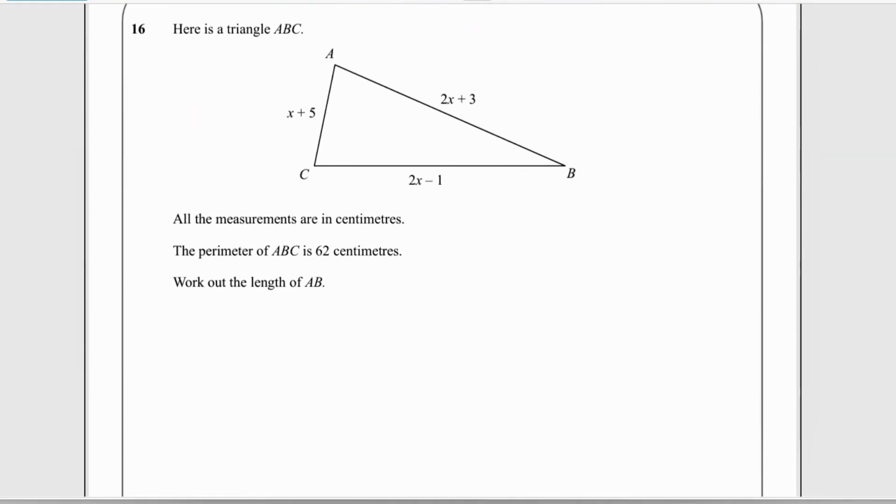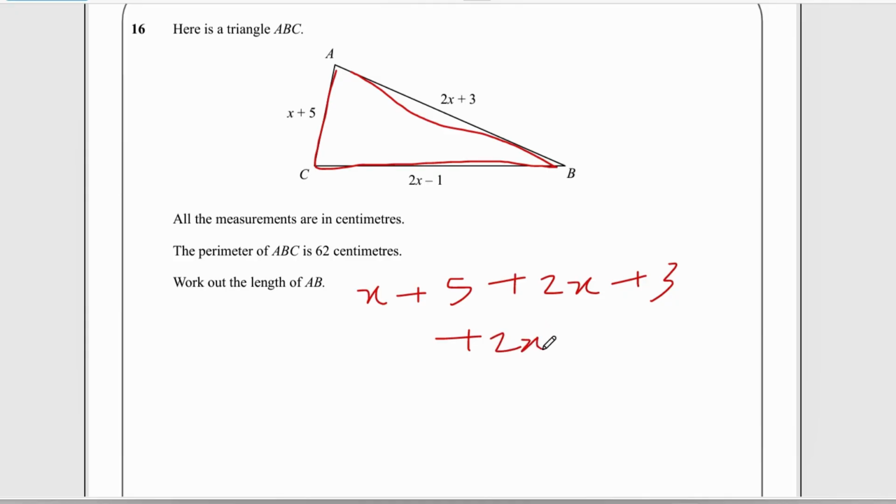Yes, take note of this question as well. Very important. The perimeter is 62. Work out the length. Now, what is perimeter? Perimeter means all around a shape. You have a shape, all around it is perimeter. So when you add x plus 5 plus 2x plus 3 plus 2x minus 1, all of them added together, which is the perimeter, we give you 62. And then we want to find x.